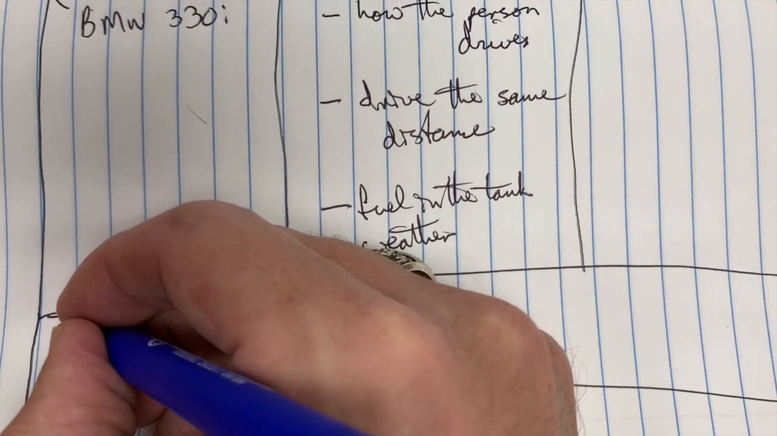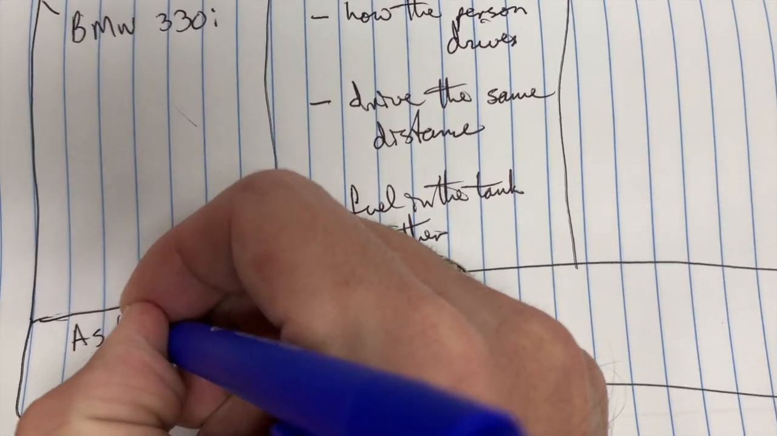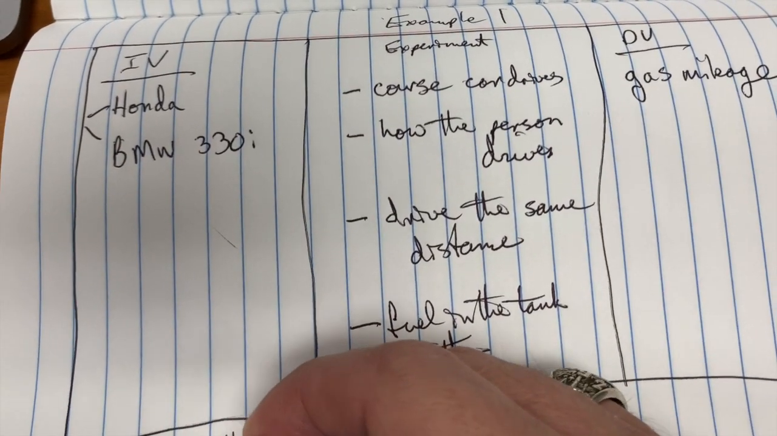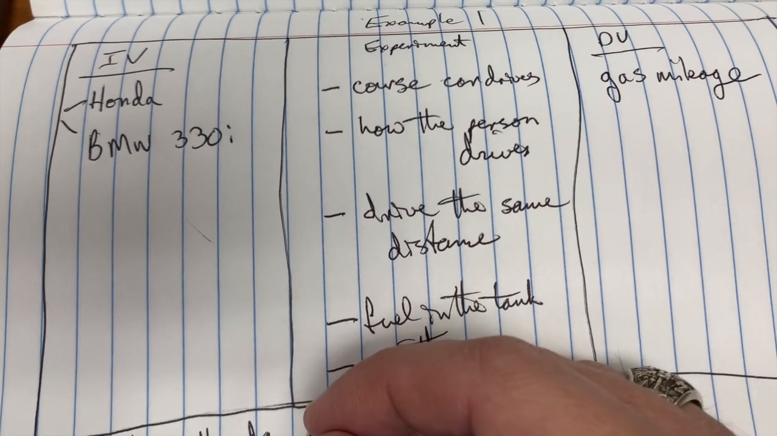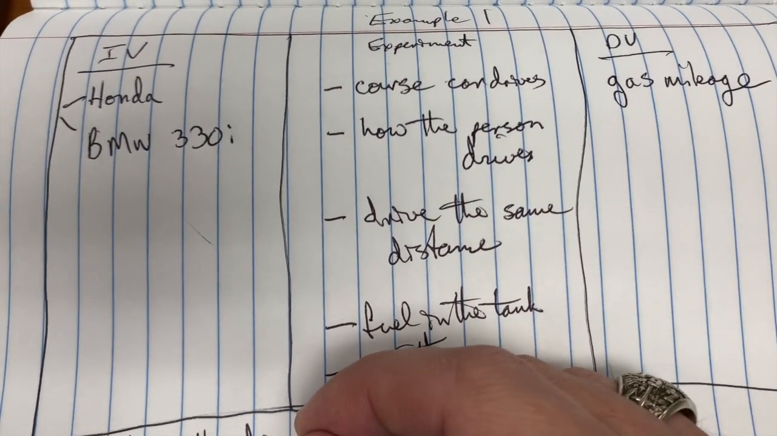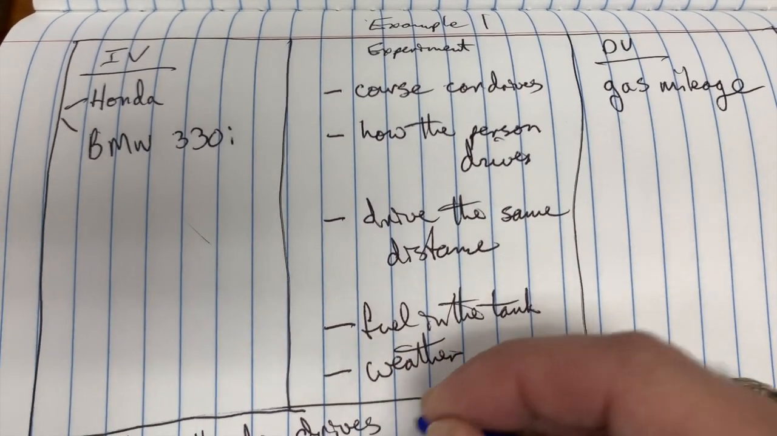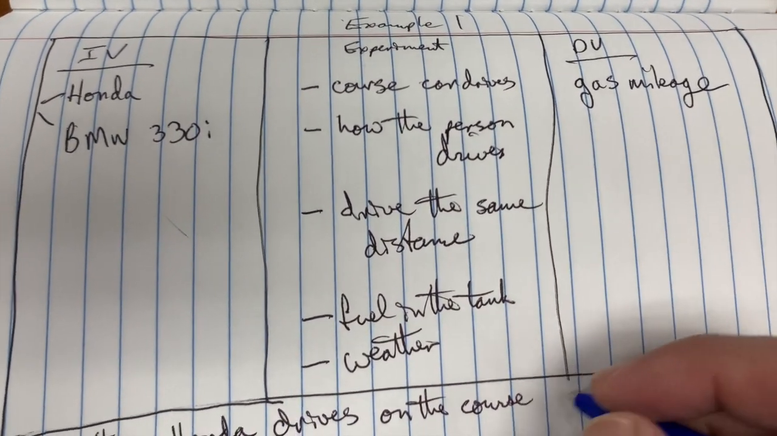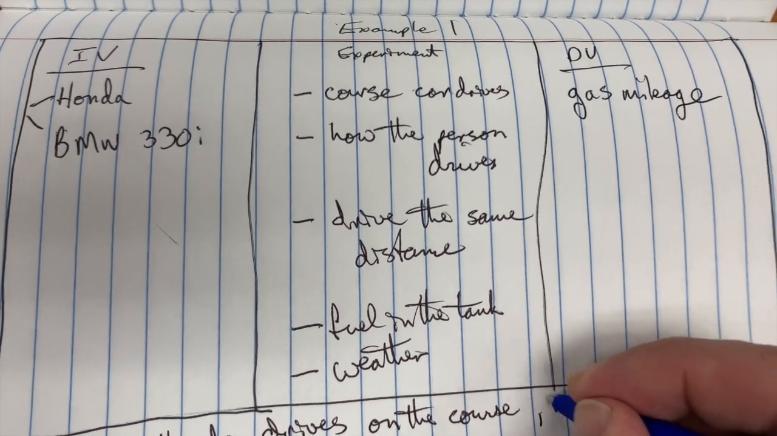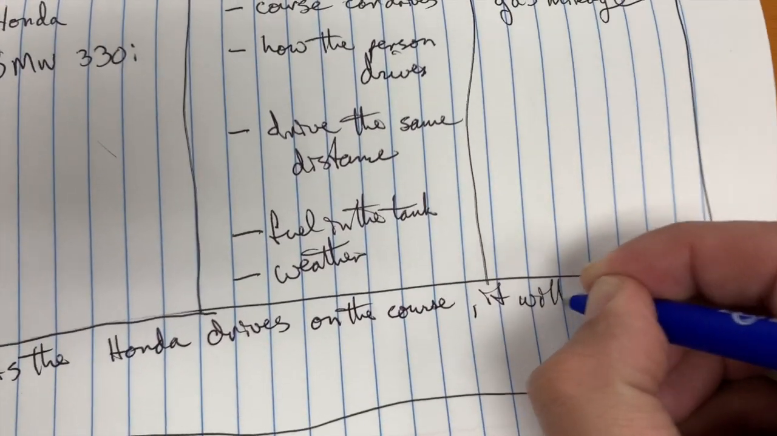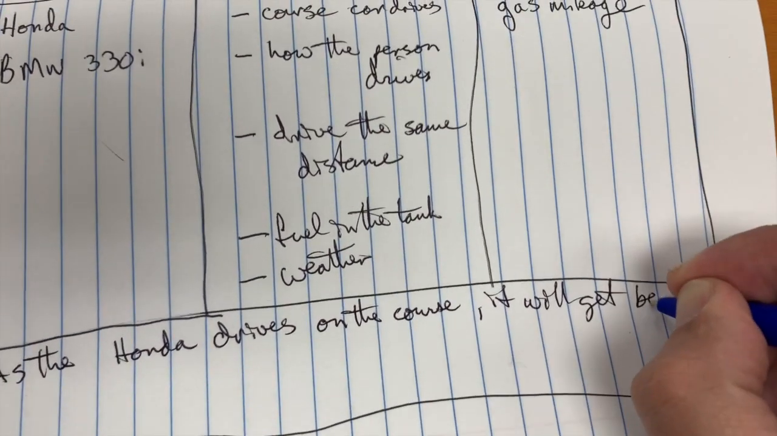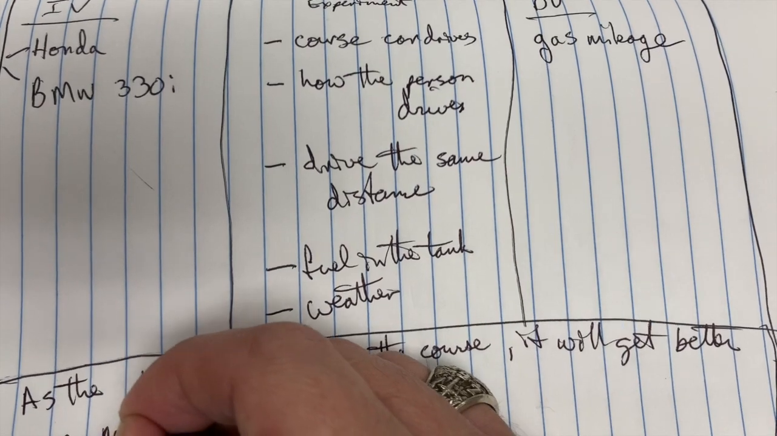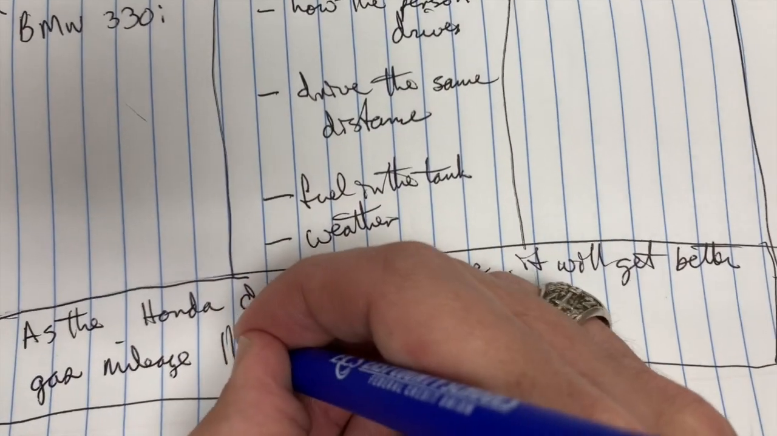So let's write a hypothesis. My hypothesis is, as the independent variable, and we're going to be specific, so as the Honda drives on the course, it will get better gas mileage than the BMW.